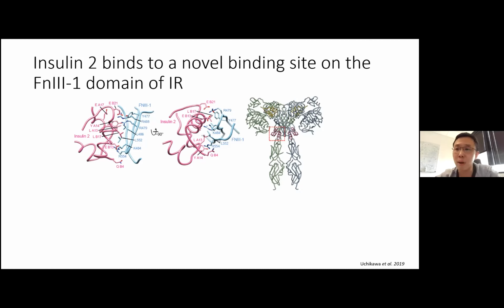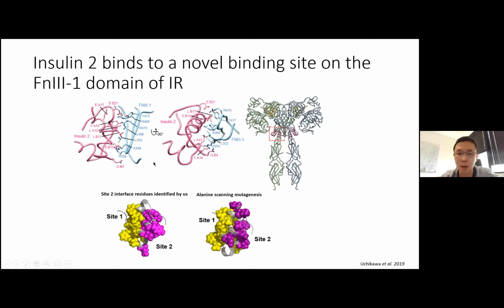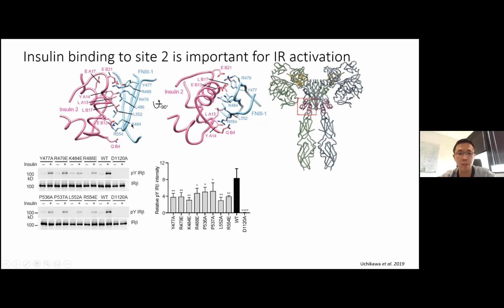But we know this is important because if we mutate the residues on the SET2 surface, we introduce a lot of different point mutations. All of these point mutations can lead to weaker activation of the receptor in response to insulin. So you can see the mutations introduced on the SET2 surface lead to a weaker insulin response. But they're different to the SET1 mutant.